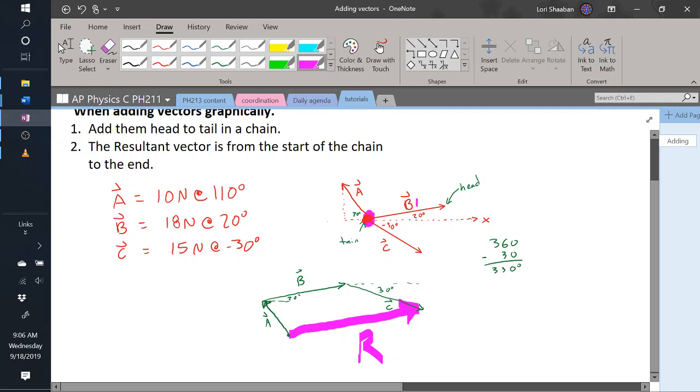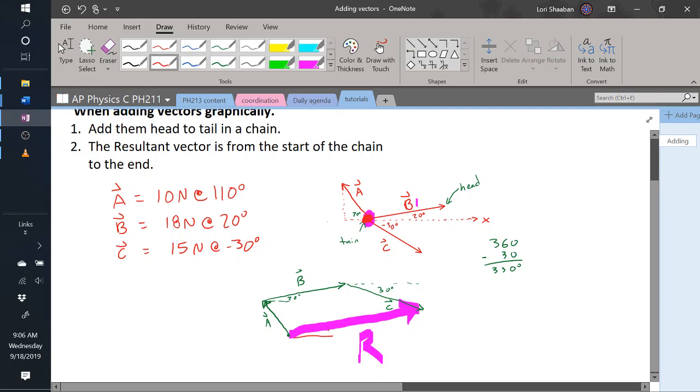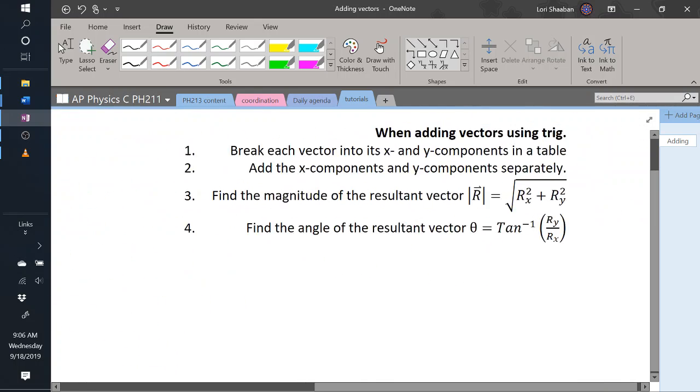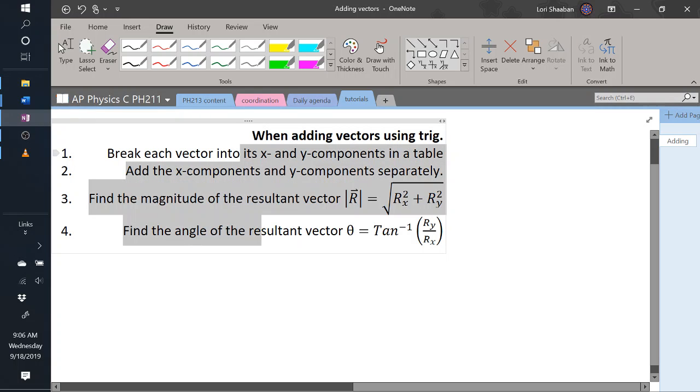So this is going to be what we call our resultant vector. So we can do that mathematically as well. So you can really find out the value and the angle, because here, we could use a protractor, but it's really hard to see what the angle is and what the resultant magnitude of that is going to be. In magnitude, we usually show kind of absolute value signs here. So when adding vectors using trig, we're going to break each vector up into its x and y components.